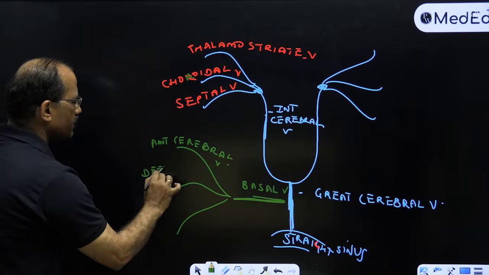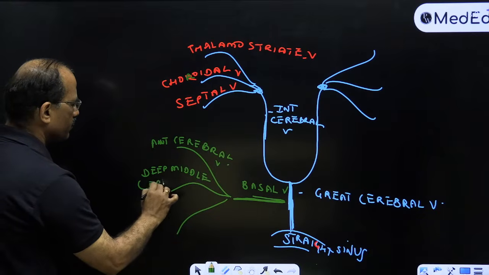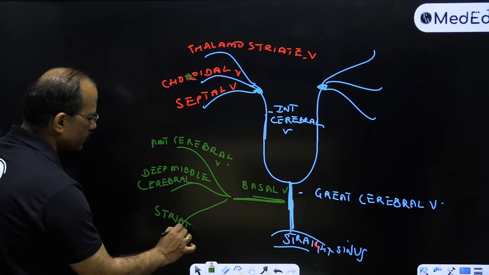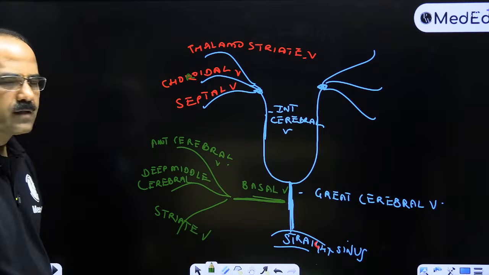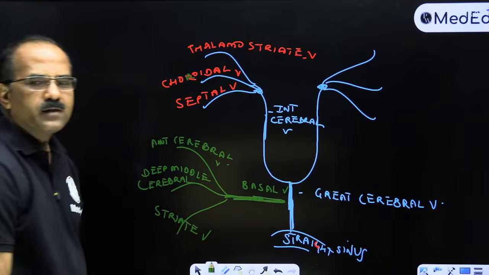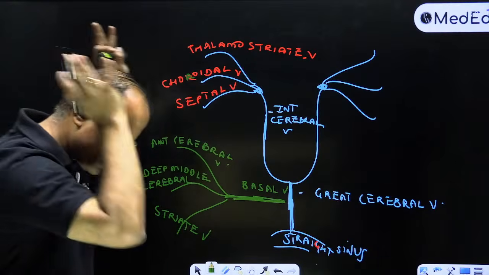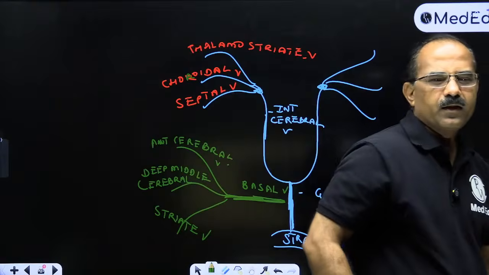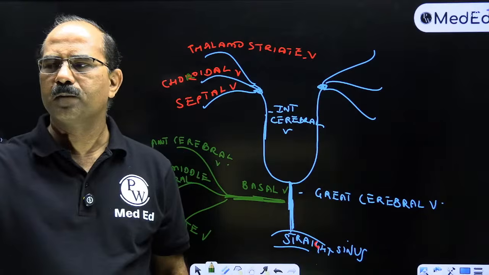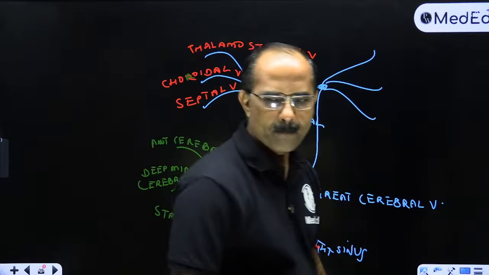the deep middle cerebral, and the striate veins. Anterior cerebral, the deep middle cerebral, and the striate vein join to form the basal vein, and this basal vein drains into the great cerebral vein. बस ये याद रखना है आपको. Just remember this. Okay. Fine है.